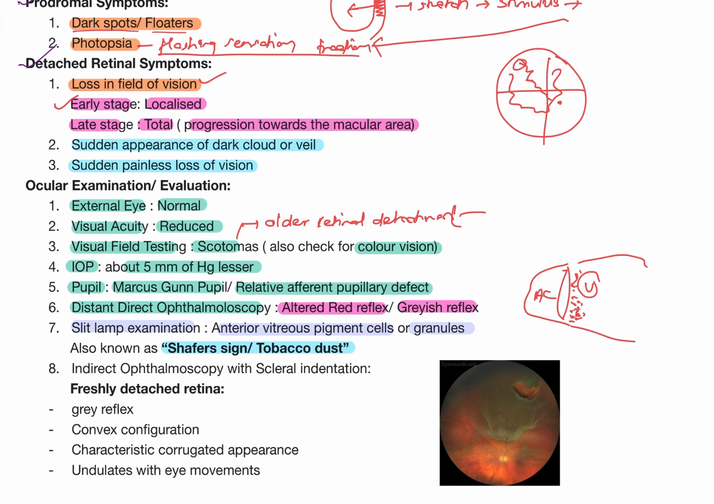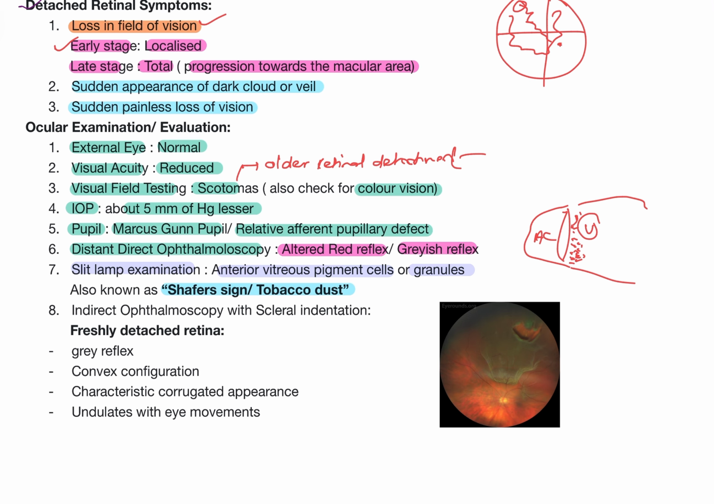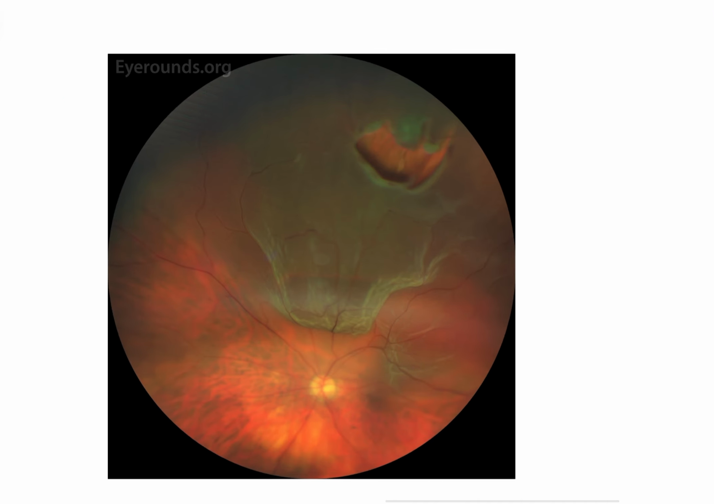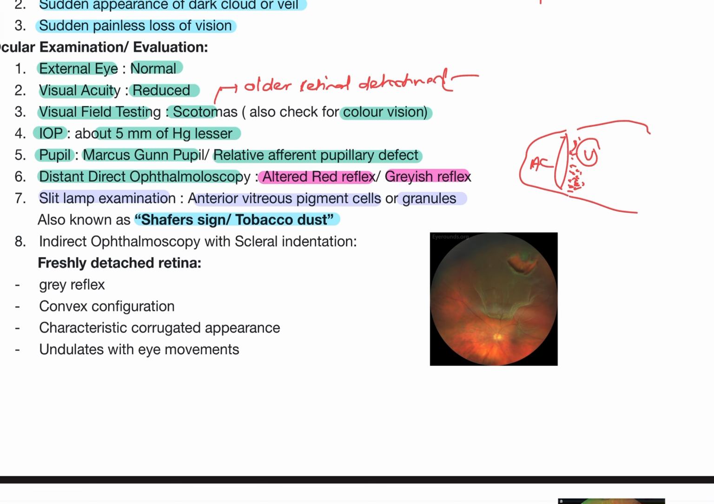Then the most important thing is your indirect ophthalmoscopy with scleral indentation. What is scleral indentation? You put some pressure over the eyeball. That will lead to pressure over the sclera. That will lead to the retina getting apposed to the posterior layer of your retina. So that will lead to proper clinical findings. Sometimes when you see this image, you are not clear in this area, you are not clear how it appears. But when you do that scleral indentation, you'll be able to see well.